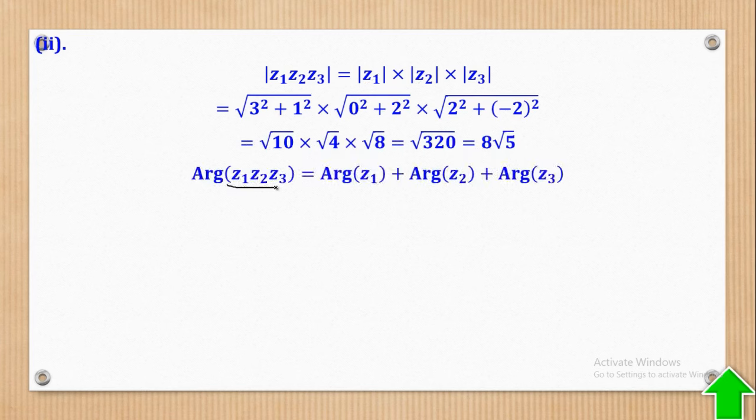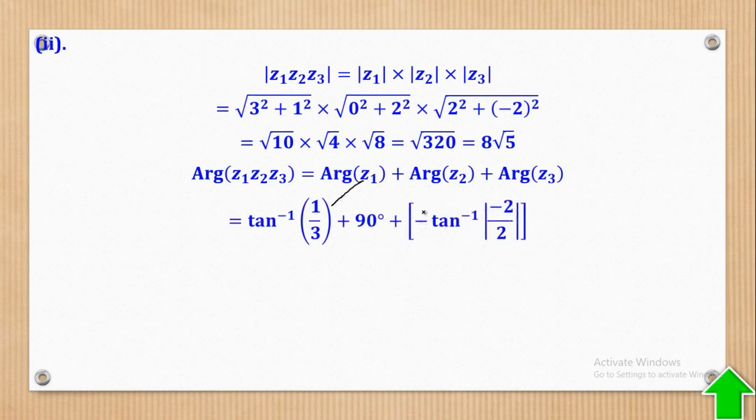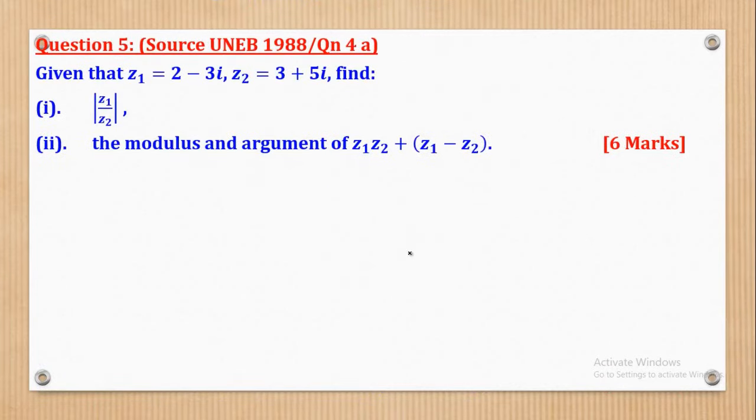Then the argument of this is the same as argument of Z1 plus argument of Z2 plus argument of Z3. Substitute, this is arctan 1 over 3. Then this one is 90 because it is entirely imaginary. So from here to here to be 90 degrees. Then this one, I think by now you know why we put this magnitude sign. So we use the calculator to come up with that, and in the end we shall come up with this as the required argument.